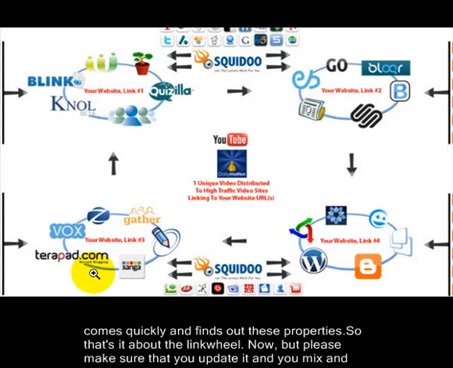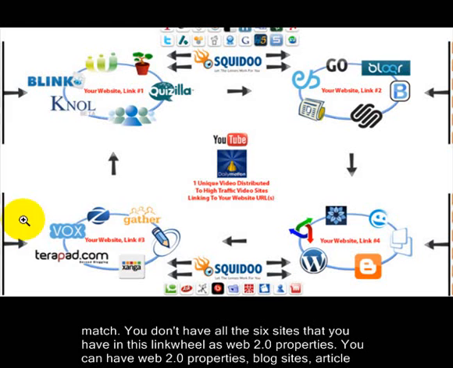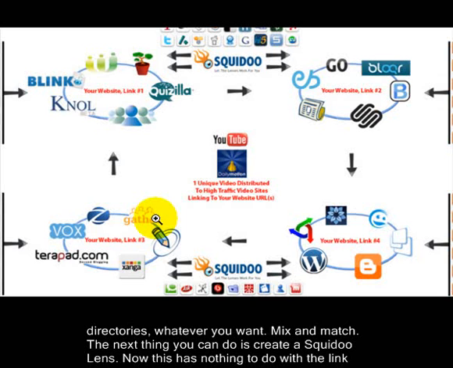Now, please make sure that you update it and you mix and match. You don't have all the six sites that you have in this link wheel as Web 2.0 properties. You can have Web 2.0 properties, blog sites, article directories, whatever you want. Mix and match.